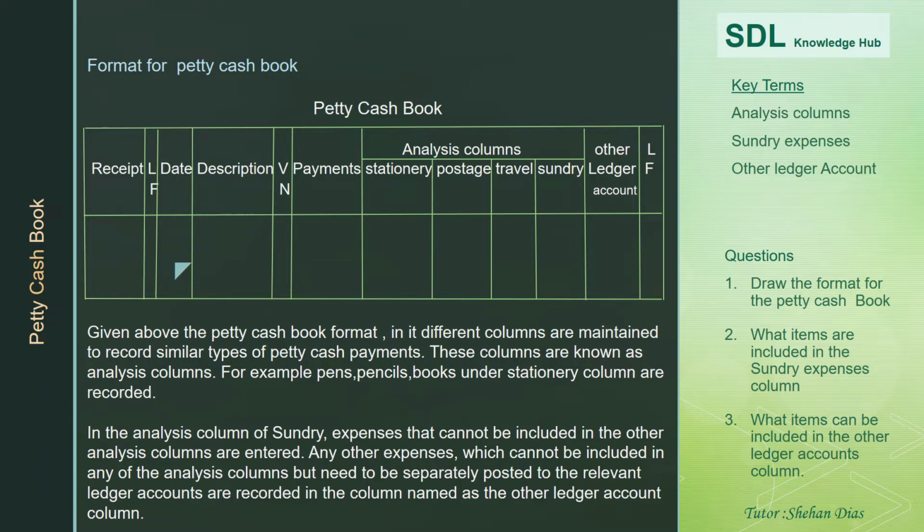Then apart from the analysis columns, there is the other ledger account column. Petty cash expenses which cannot be included in the analysis columns but which need to be separately posted to the relevant ledger accounts are recorded under this other ledger account column.